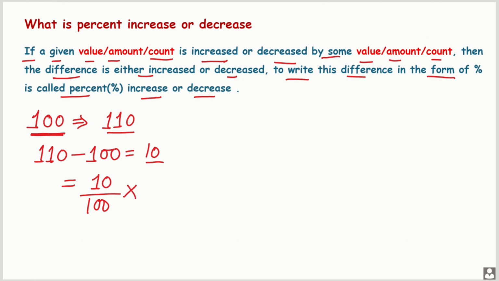Now to convert this fraction into the percent, we will multiply 100%. Now this 100 and 100 will be cancelled. So we will get 10%. We were given with that 100 and after change, the value become 110. So it got increased. So here we will call it percent increase.